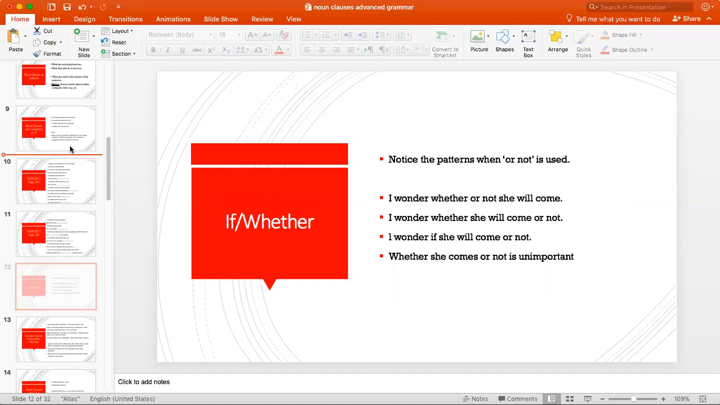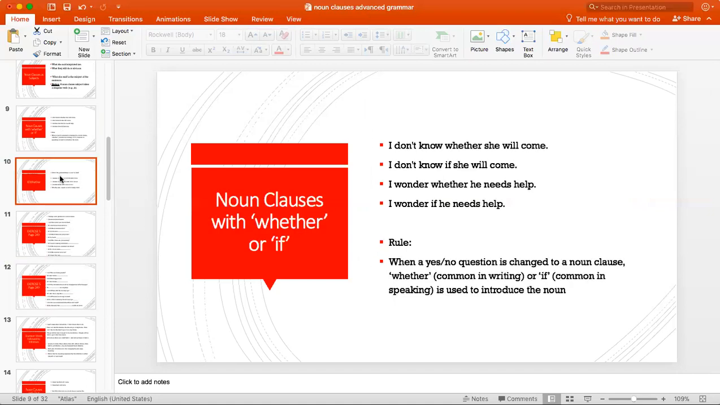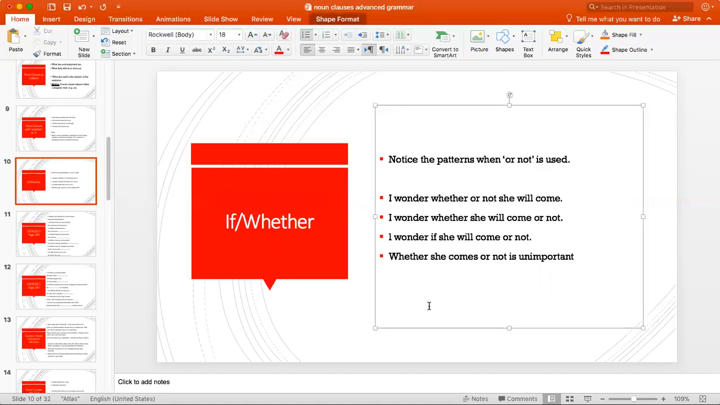Before we move to the exercise, notice here sometimes we use "or not." This is really interesting. I wonder whether or not she will come. So you could actually say, I wonder whether she will come, and that's it. If you use "or not," I don't know if you want to use extra words or just sound fancy, I wonder whether she will come or not.